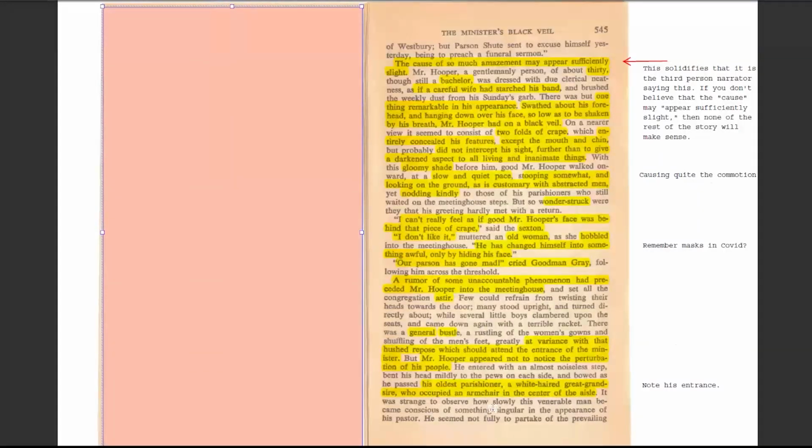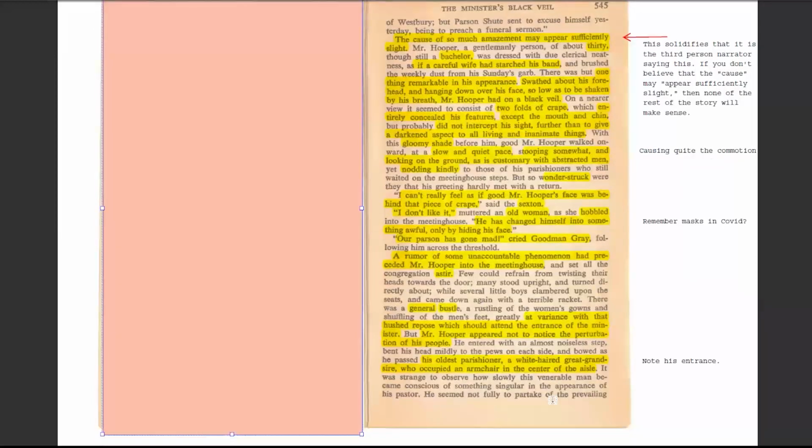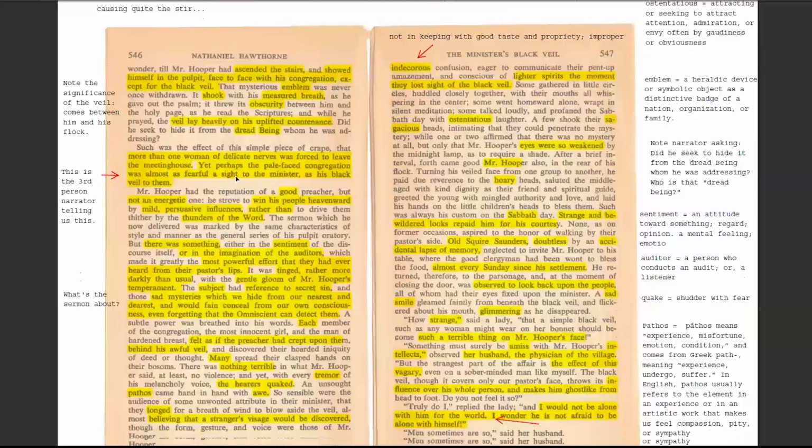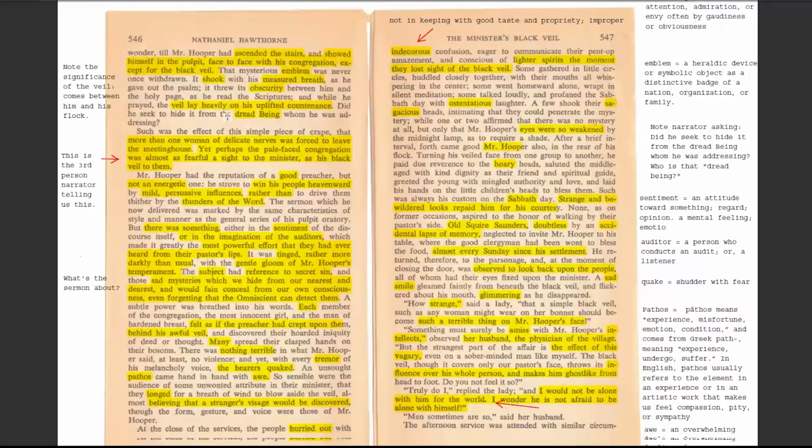It was strange to observe how slowly this venerable man became conscious of something singular in the appearance of his pastor. So the old guy in the chair doesn't really notice anything until he passes, and then it kind of creeps up on him that something's different about this guy. He seemed not to fully partake of the prevailing wonder till Hooper had ascended the stairs and showed himself in the pulpit face to face with his congregation, except for the black veil.